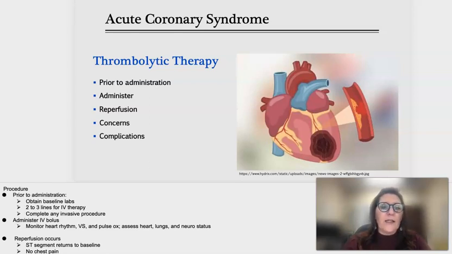You'll see that, so it's sort of cool when it works right, which you hope it does. You'll see the EKG change, and you're like, yippee, right? That we've done something right because it's returned to baseline. Their chest pain goes away. They might have that early rapid rise of serum biomarkers that peaks within 12 hours. So those are the different things that we look at with thrombolytic therapy.